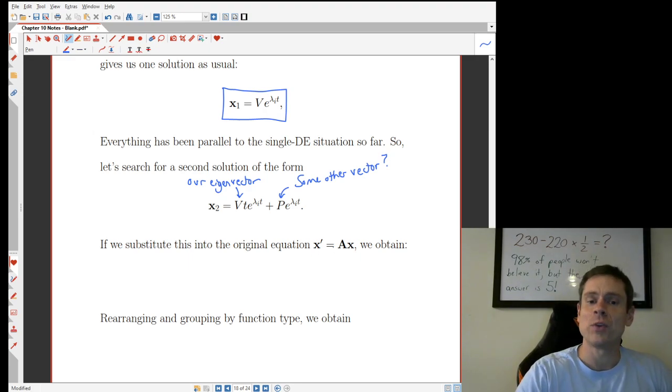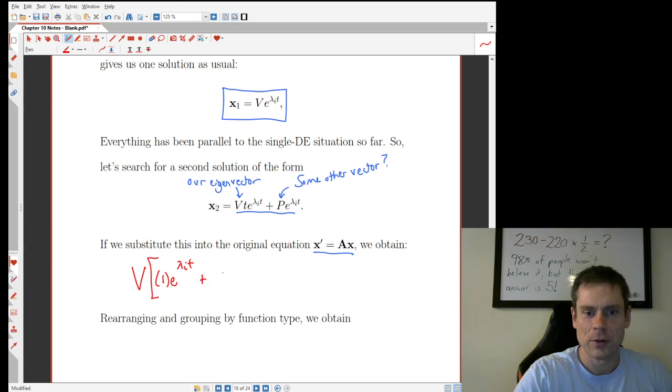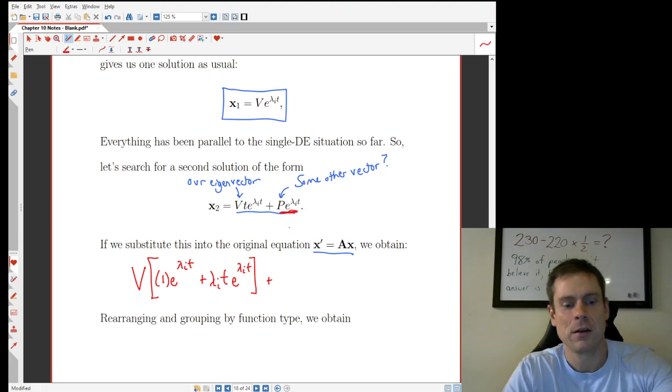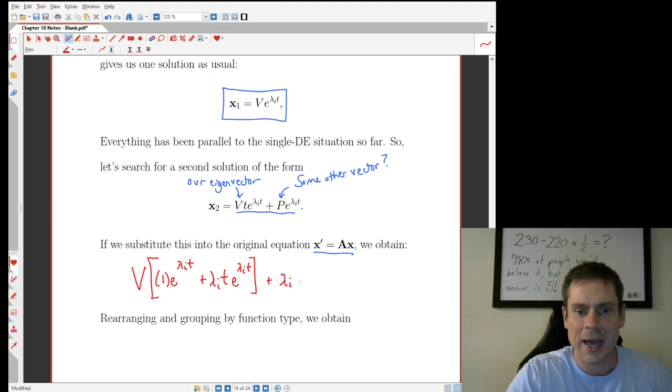So our equation was x' equals Ax. That means I need a derivative of this thing. So let's carefully take a derivative. If I take the derivative, I'm going to get v out front. The derivative of t e^(λt) is the derivative of the first times the second, plus the first, there's a t right there, times the derivative of the second, λ comes down, e^(λt). Okay, I still need the derivative of the second part, and that's going to be λ times whatever the p is, e^(λt).